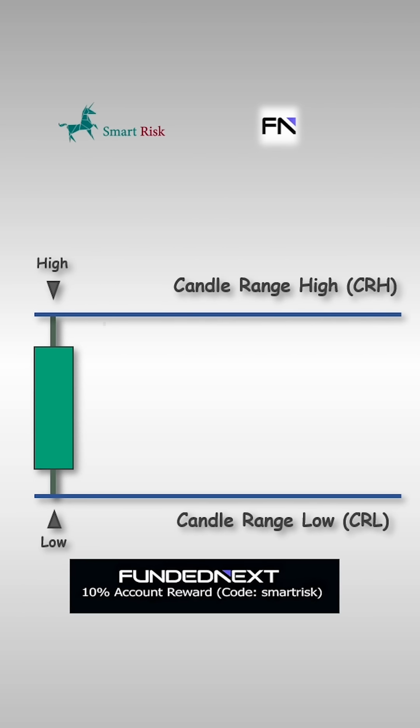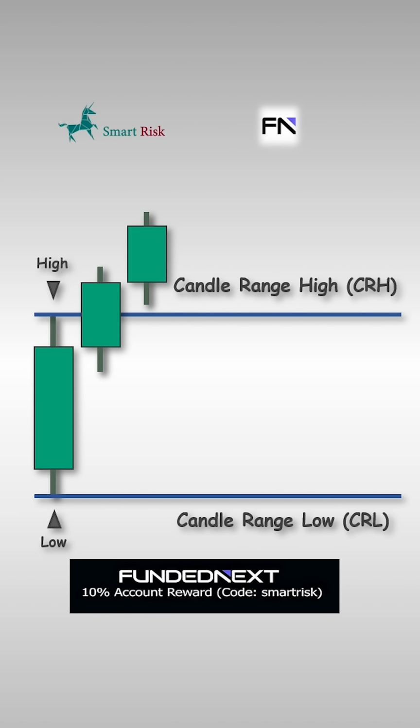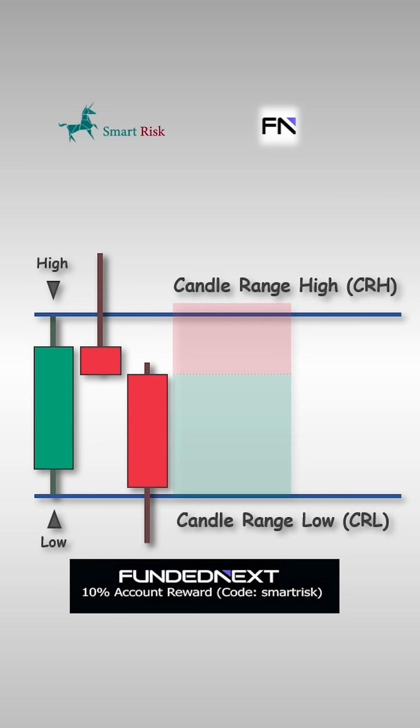If, instead, we see the second candle close above the CRH, then the potential candle range theory setup becomes invalid. This is because it's more likely that the market will continue pushing upward, rather than targeting the low of the first candle's range. However, if the criteria are met and the second candle fails to close above the candle range high, we can then look to the third candle for a potential short setup with our target being the candle range low.